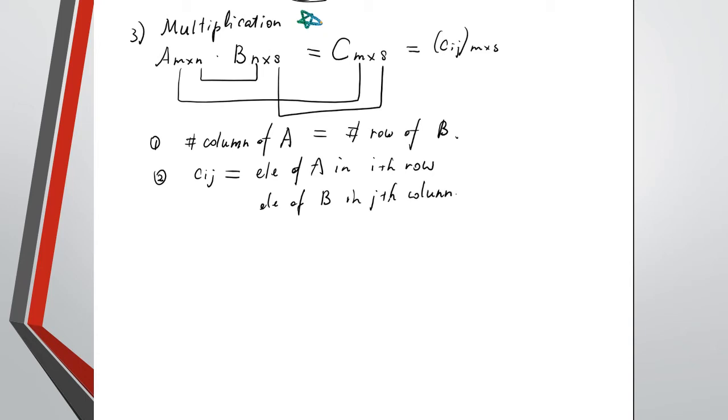Okay, so you can see that i comes first. So it corresponds to the matrix A. And we have to find out the elements of matrix A in the ith row. And j comes later. So we have to find out the jth column in matrix B. And then we will do the inner product.